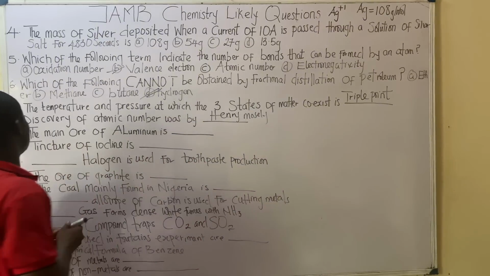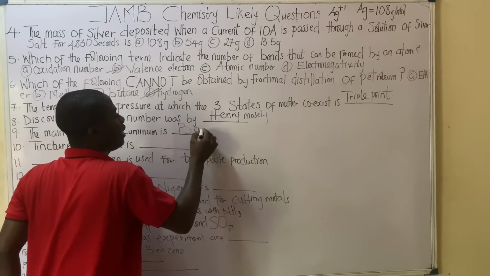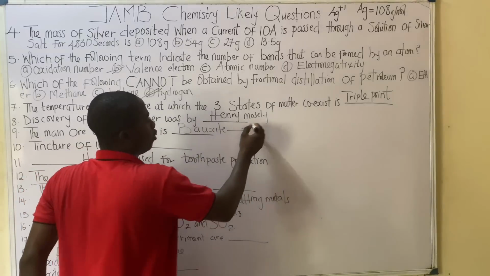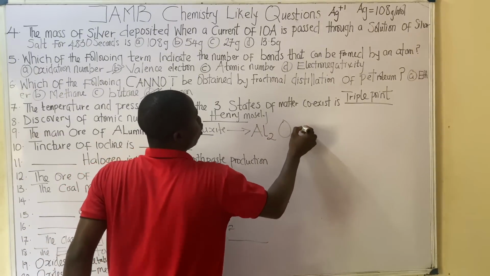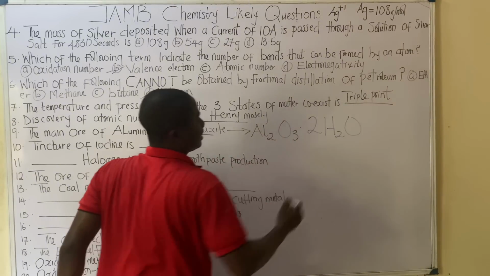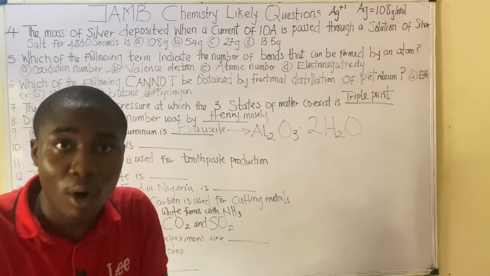Now, the next question says the main ore for aluminium is called bauxite. The main ore for aluminium is called what? Bauxite. Then you have to know the chemical formula of bauxite, and it is Al2O3.2H2O. This is the chemical formula of bauxite, and it is the main ore for aluminium.